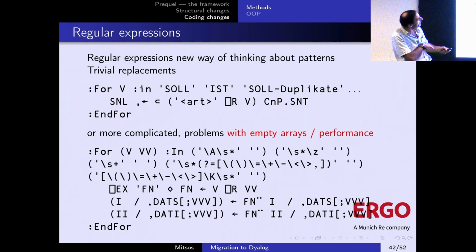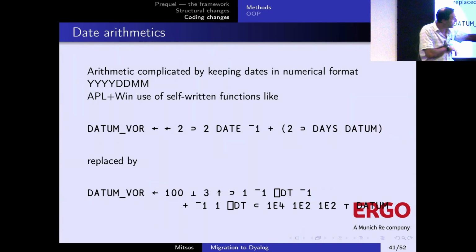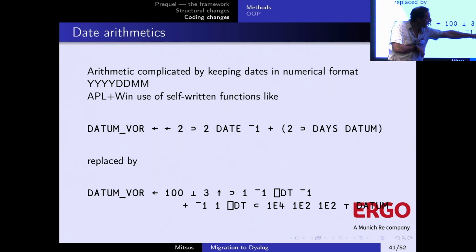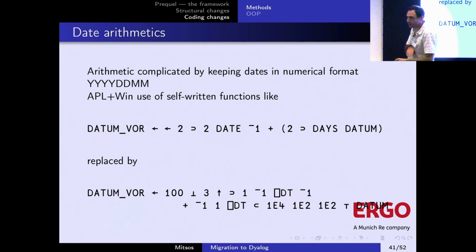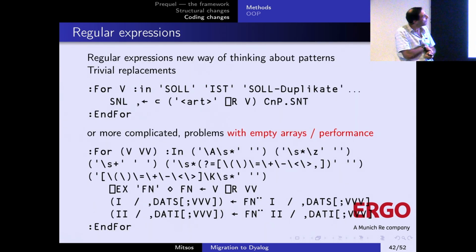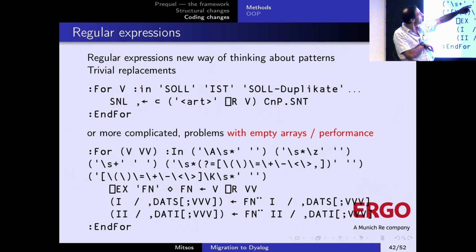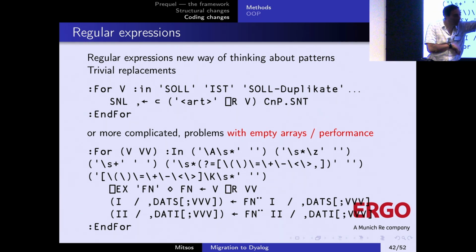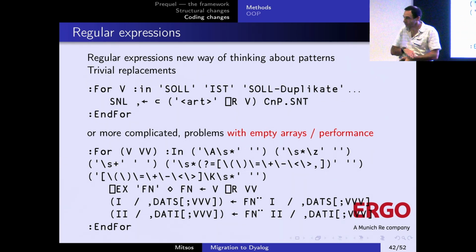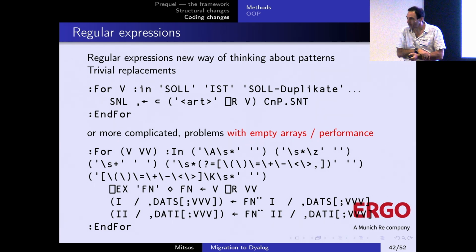Or this one. Let's go one back. This is a thing where I use now the quad DT, and in the old APL+Win code, there were own written functions and algorithms doing the same thing. This is regular expressions on a basic level, replacing some constants, or here simplifying SQL code, 2 versions of SQL code to make it comparable.